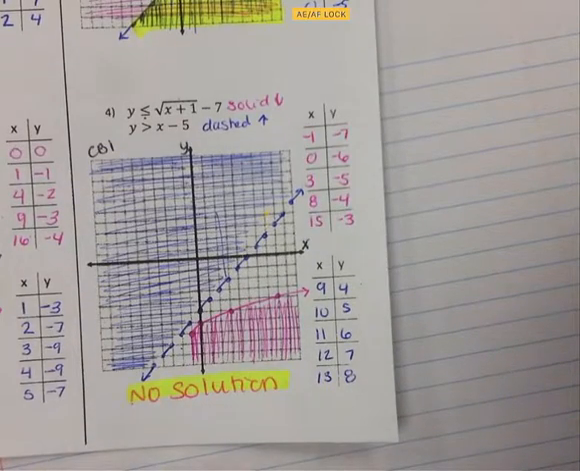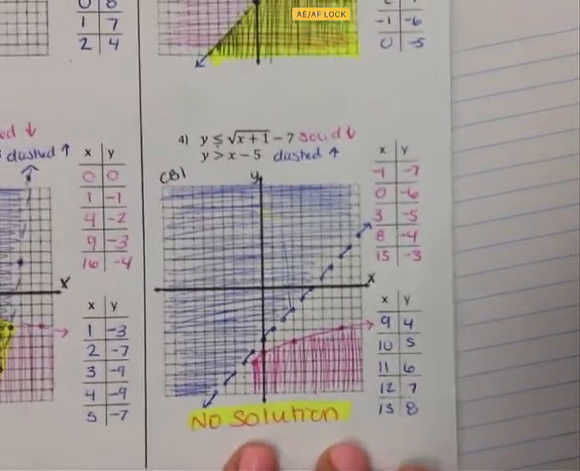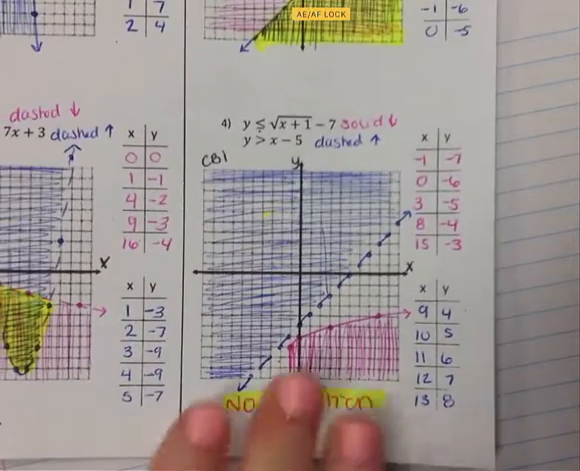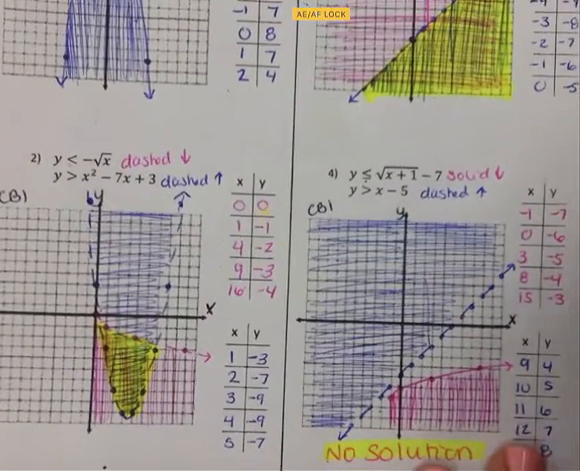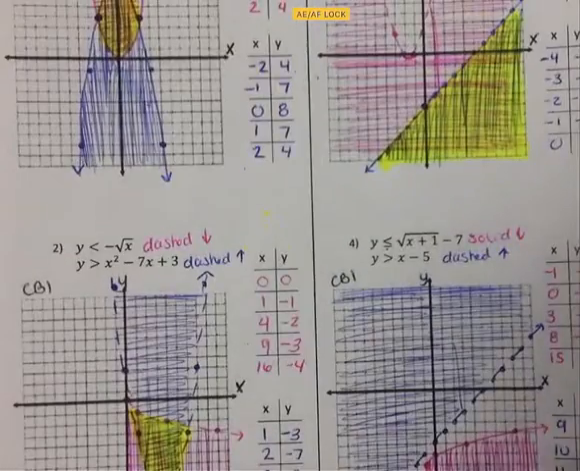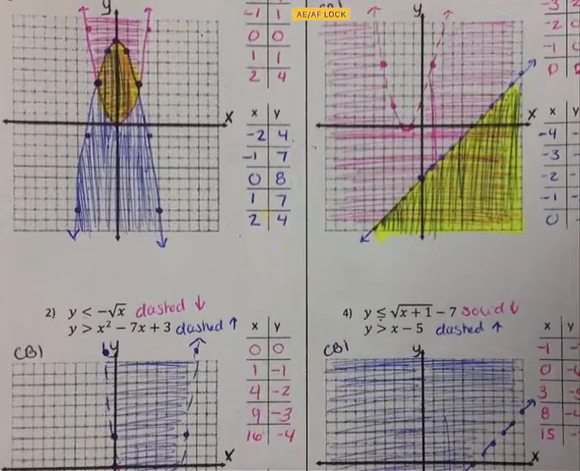So these were solving systems of inequalities, nonlinear inequalities. We had parabolas, lines, radicals. These you want to, again, still find where they intersect, where the shading intersects.